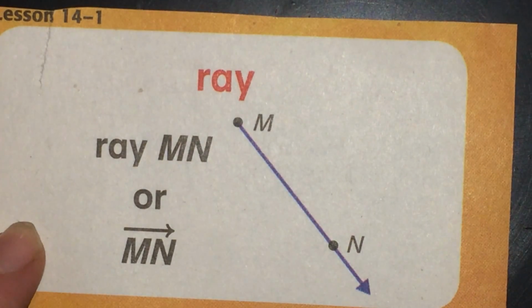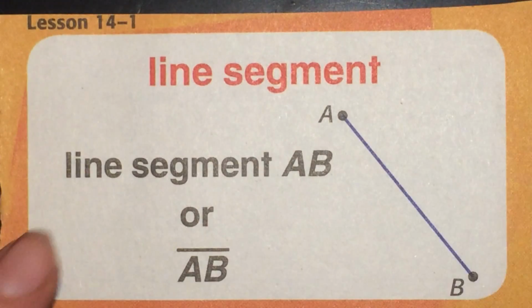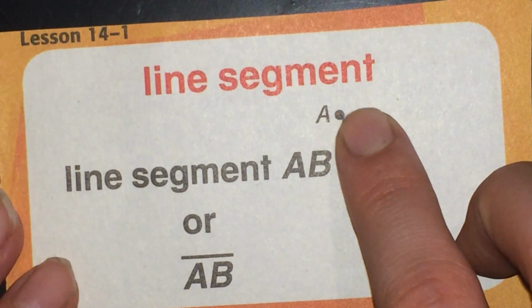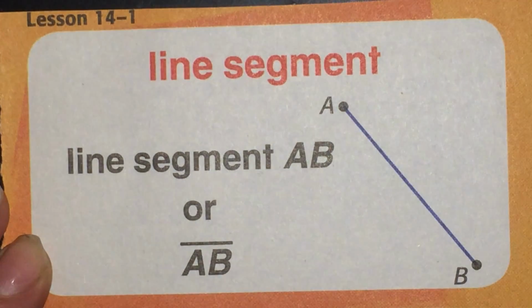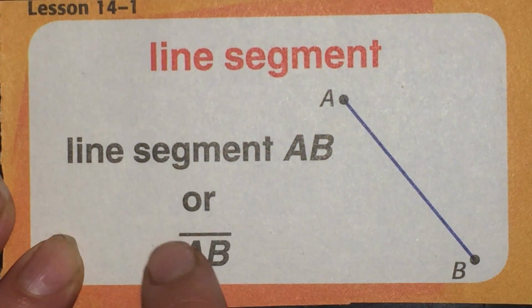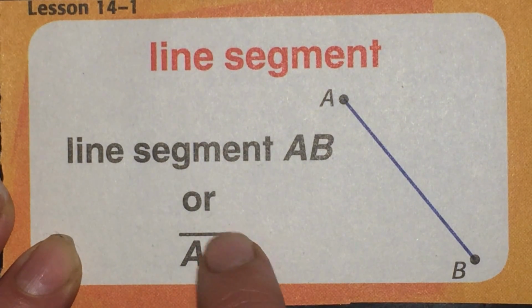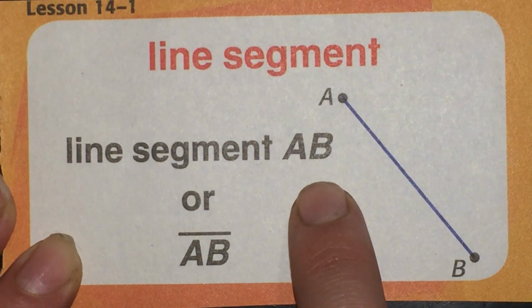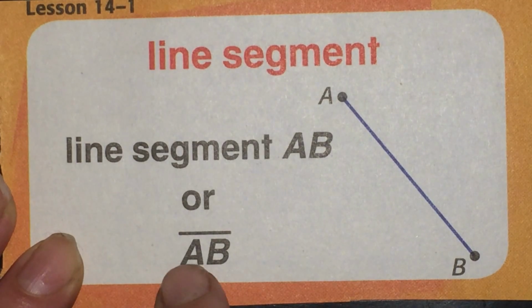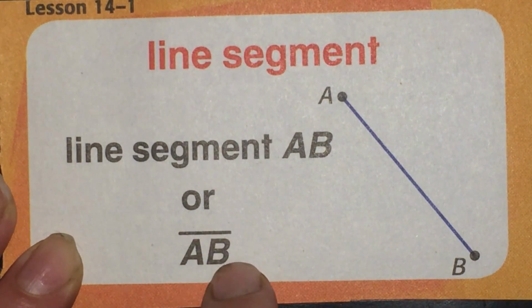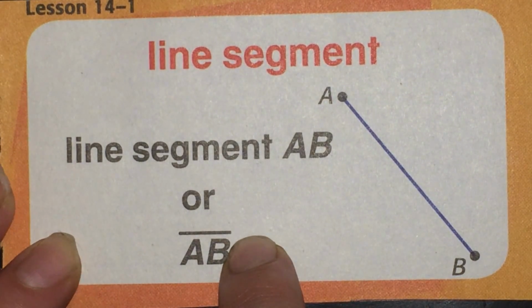A line segment does not continue forever. A line segment starts at a point and ends at a point. And we use just a straight line to describe it. So line segment AB is how you would say it, or you can just use AB and draw a line segment over it.